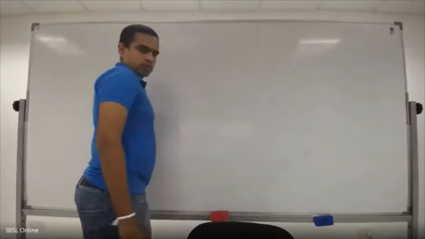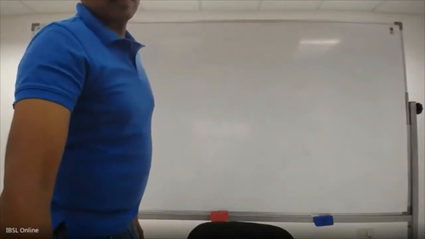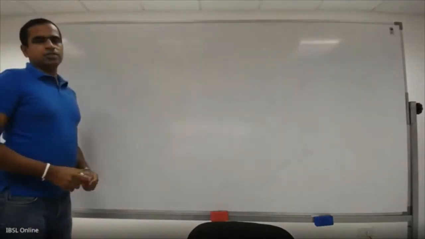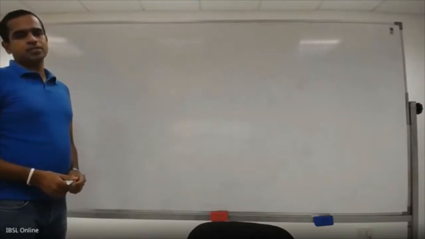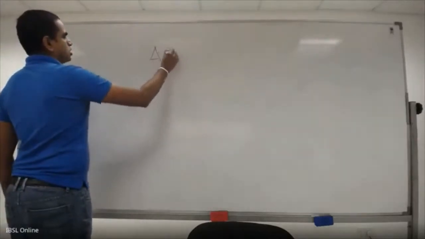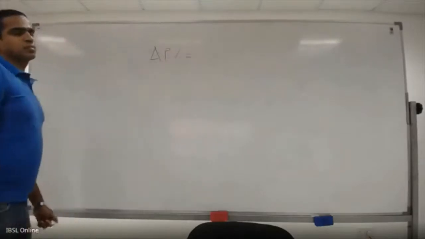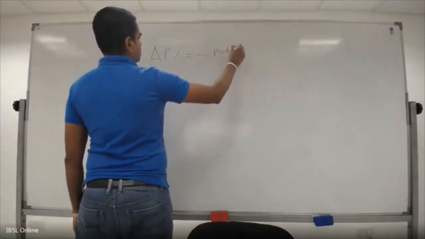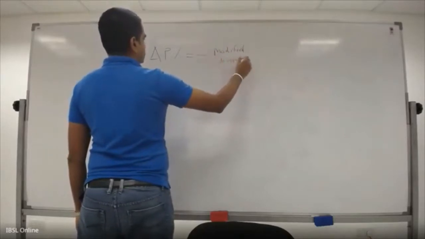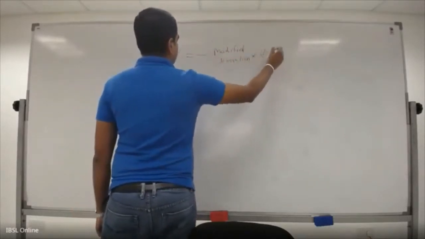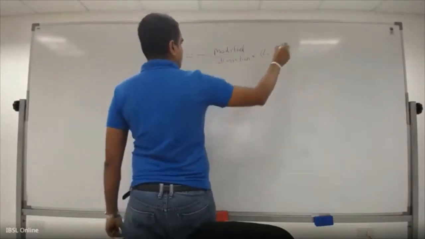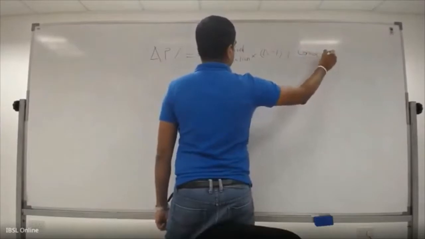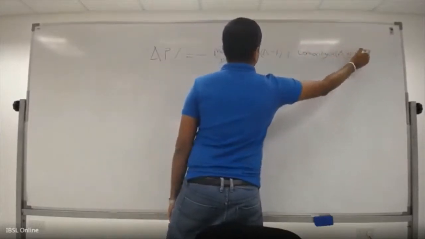Okay, so let's go back to the new question. It says the formula for estimating a bond's percentage price change based on its convexity and duration is: percentage change in price is negative modified duration into change in yield, plus convexity into change in yield squared.